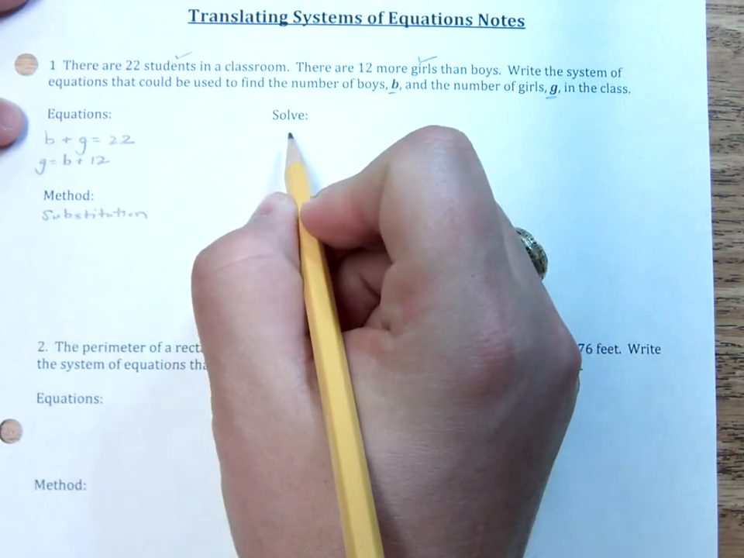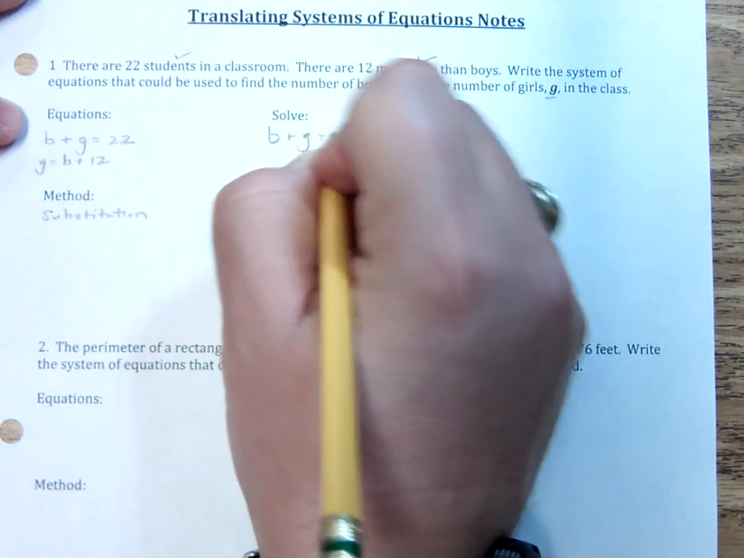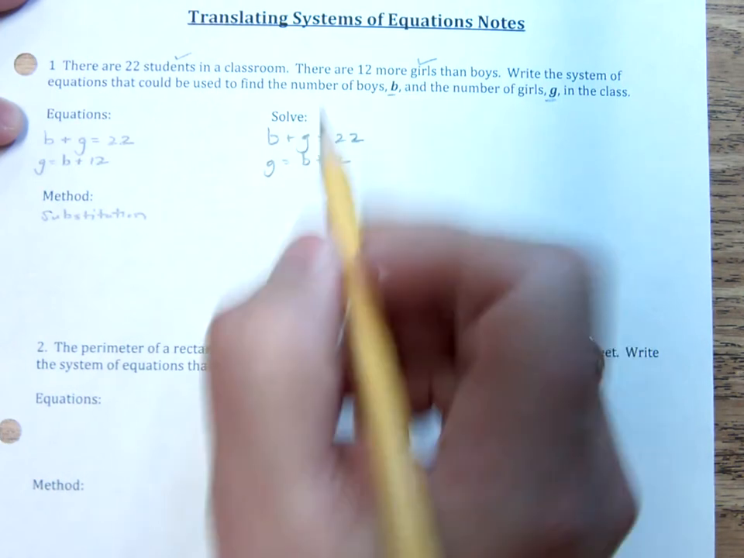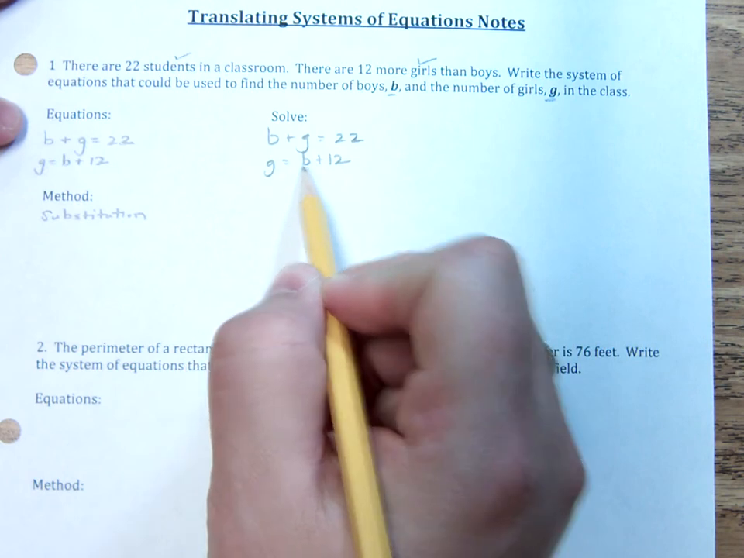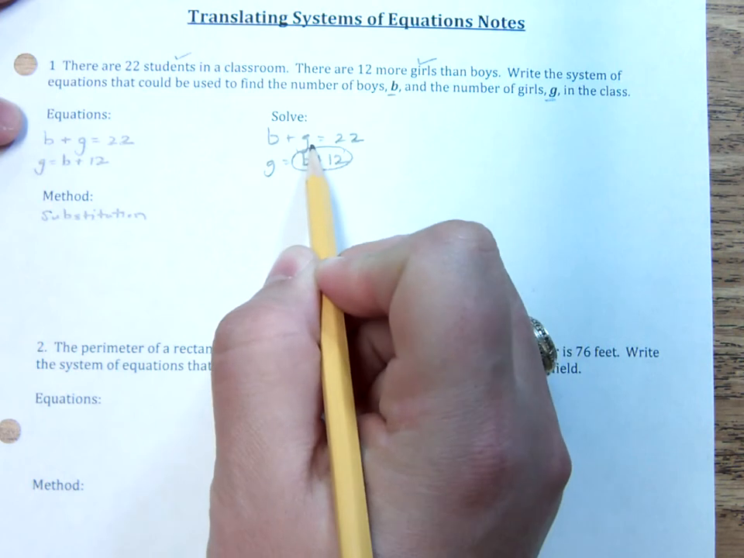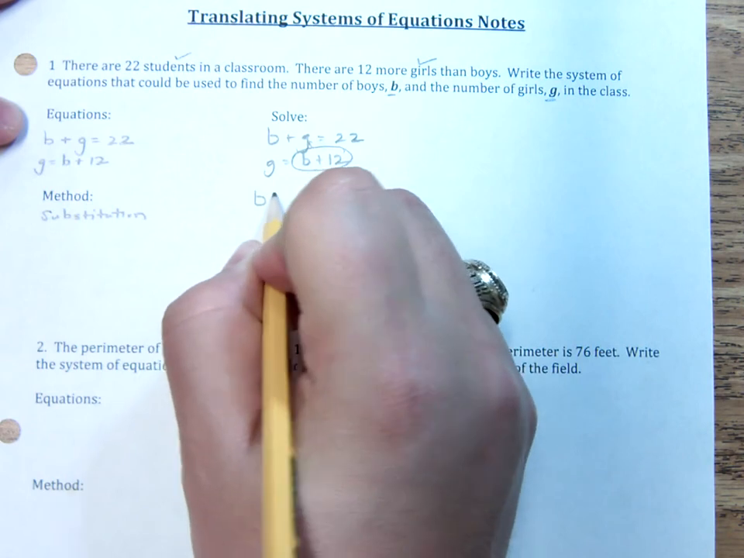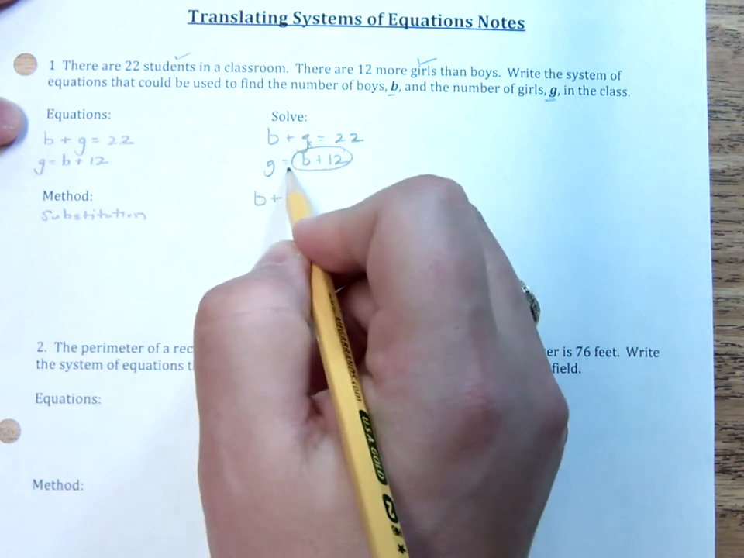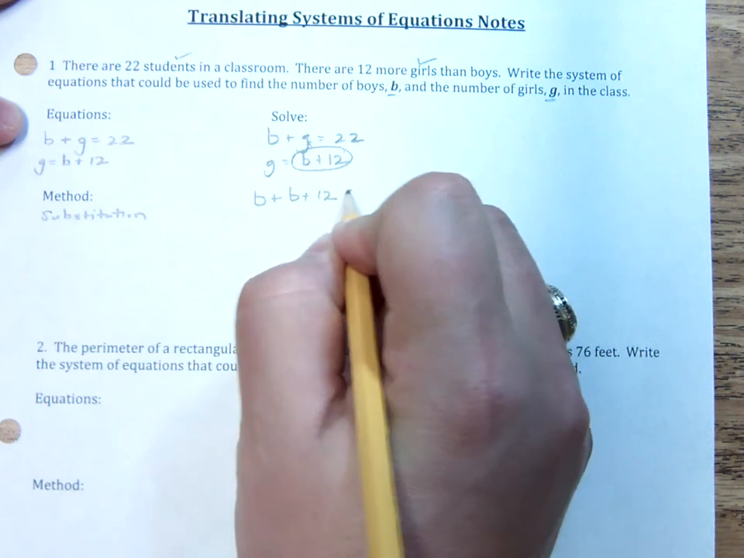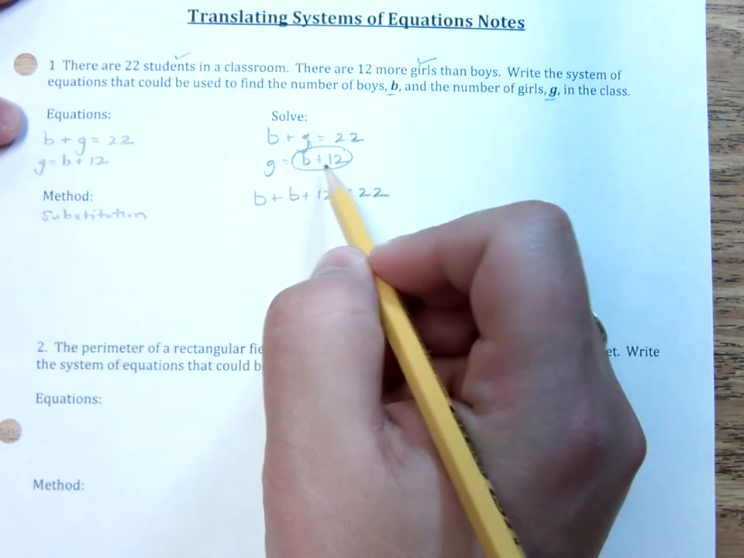And then over here I'm going to go ahead and work it out. So I'm going to rewrite my system: b plus g equals 22 and g equals b plus 12. Since I know my g value is b plus 12, anywhere I have a g, I can plug in b plus 12 in the other equation. So when I rewrite this using substitution, I'm going to do b plus, instead of g now, I know that g is b plus 12, so I'm going to do b plus 12 equals 22. I just simply replace this g value with b plus 12.